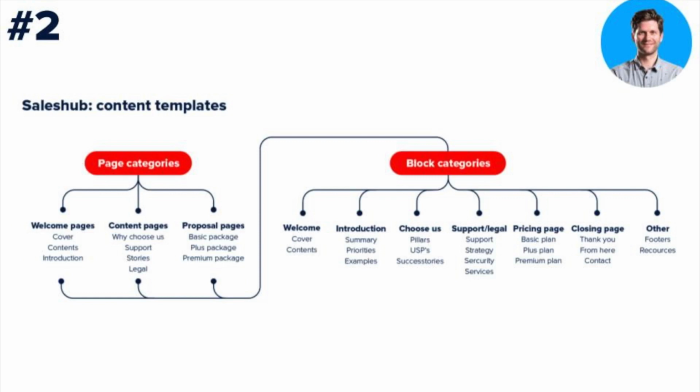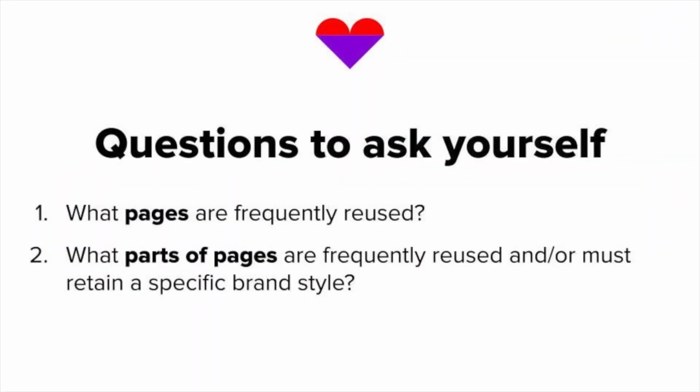Here's another more robust example considering a Sales Hub use case. We will see a live example of this later. To finalize your template plan, it is important to ask yourself these following questions. What pages are frequently reused? This could be covers, closing pages, article pages, etc.